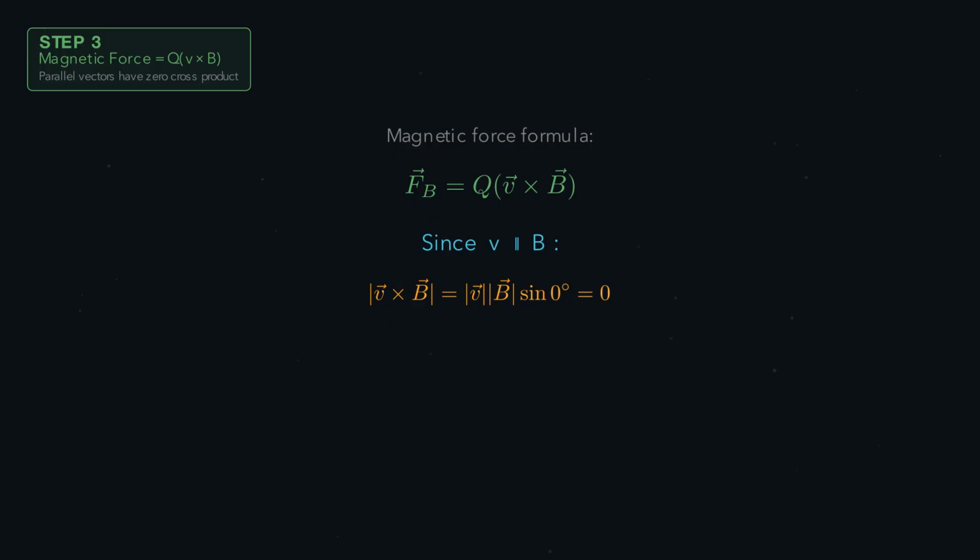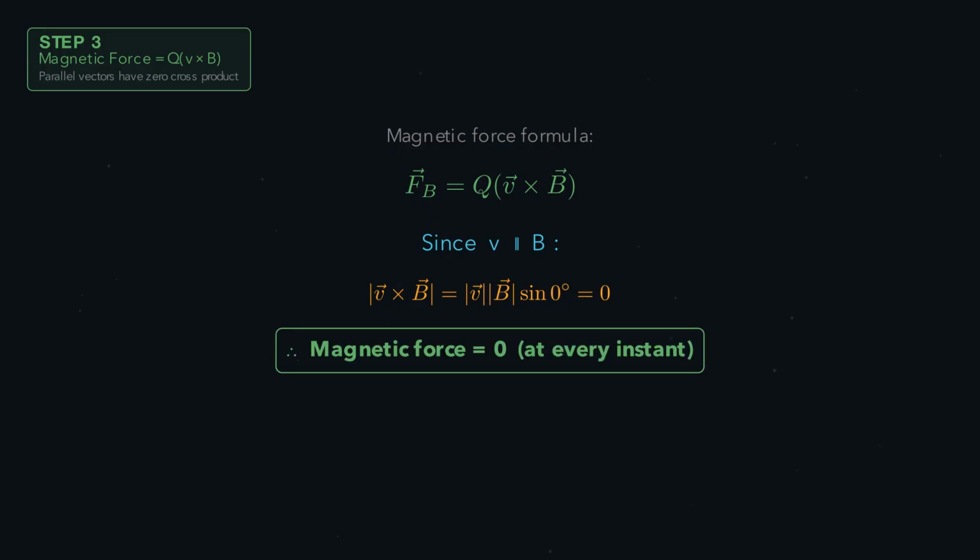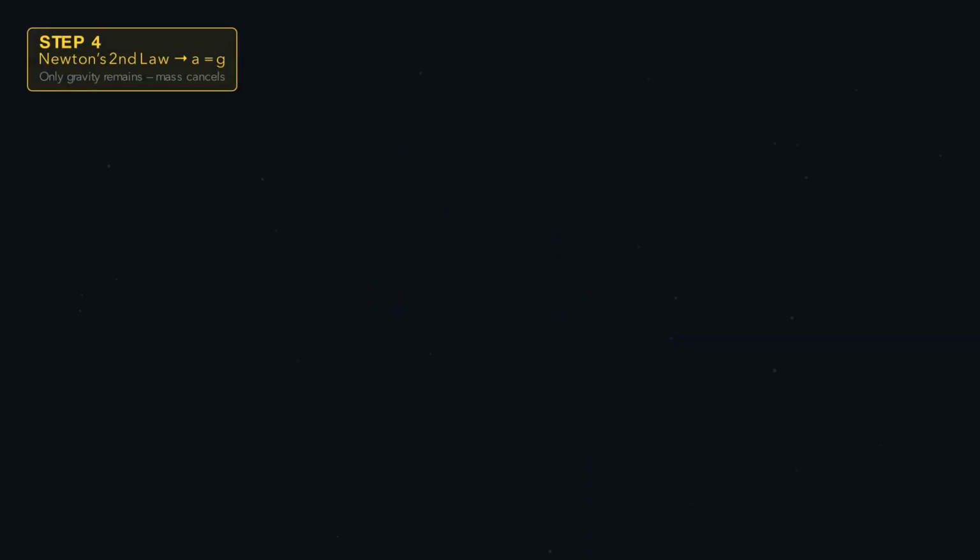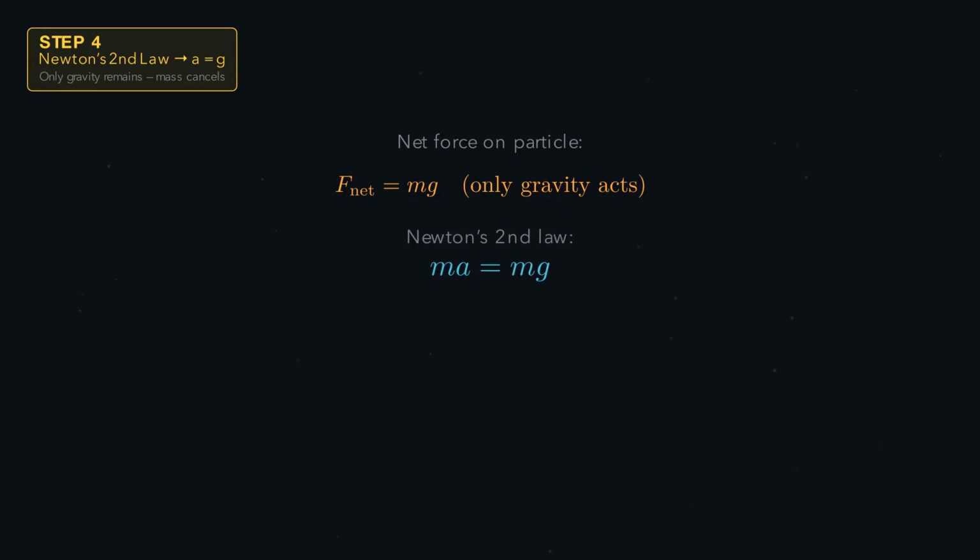The magnetic force equals Q times V cross B. When V and B are parallel, their cross product is 0, because sine of 0 degrees is 0. So the magnetic force is exactly 0 at every instant during the fall.